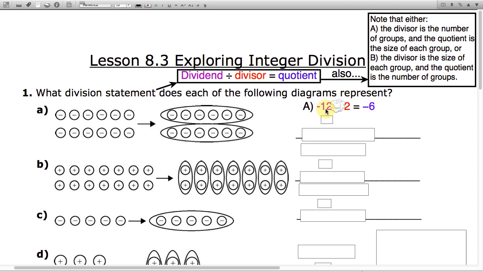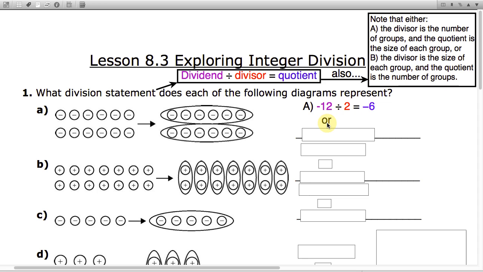The first way is with the divisor, that's this part here in red, which is the number of groups. So if we're taking our -12 chips, which is the dividend, we're dividing into two groups, so one group here and one group here. Then the quotient, which is the answer to the division question, is the size of each group, and that's -6.